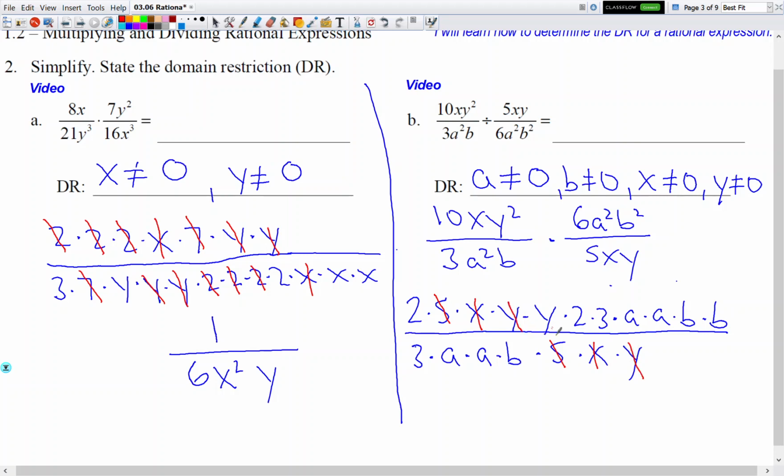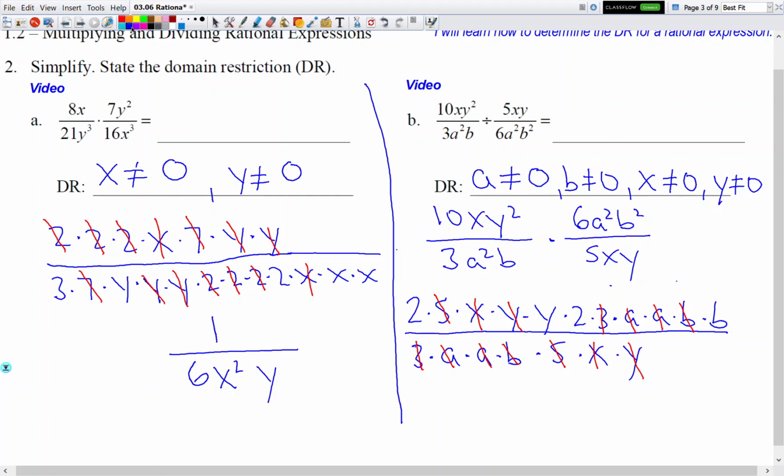No, I don't see another Y. Do I see a 2? Nope. Do I see a 3? Yep, I see a 3. I see an A. I see another A. I see a B. And do I see another B? Nope. So wow, look, my entire bottom canceled out.